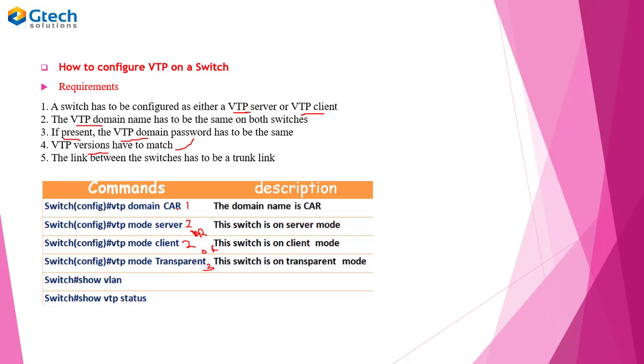For our case, we'll use GTEC. Then you either configure the switch to be in a server or client VTP mode. So you can use the first one or the second one in one switch. You can't use both of them in one switch. And I said transparent mode we are not going to look at in this class. These are the only commonly used modes that we are going to look at.